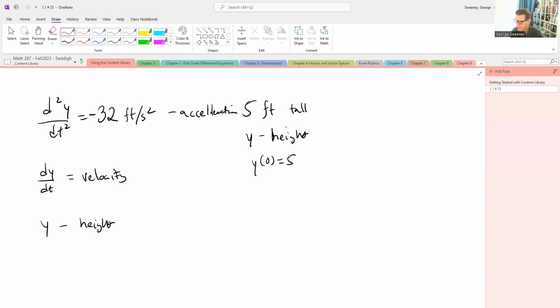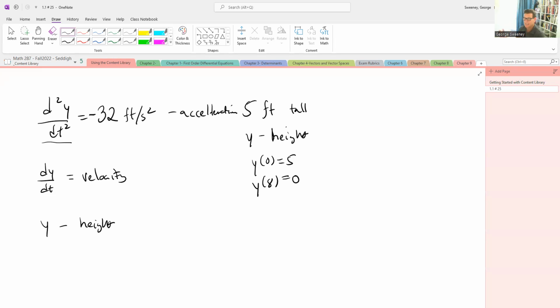So I'm going to go in and use that. Now I need another piece of information. The second piece of information is that the object hits the ground 8 seconds after the boy releases it. That's a perfect piece of information because that tells me that at 8 seconds, y of 8, because t is 8, I'm going to be at 0 feet. So y of 8 is going to equal 0. I'm going to hit the ground.